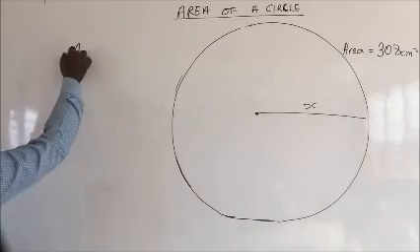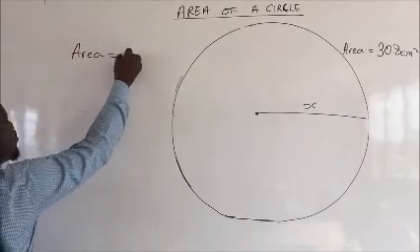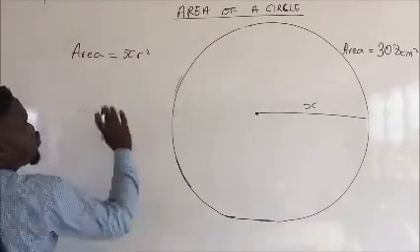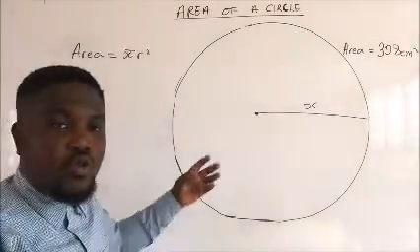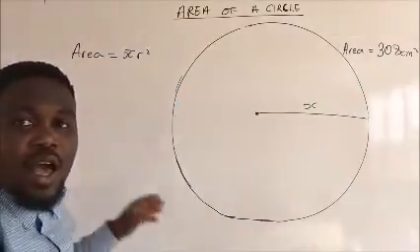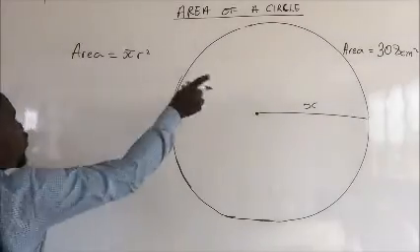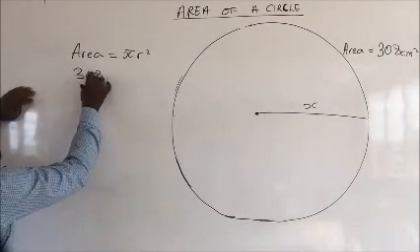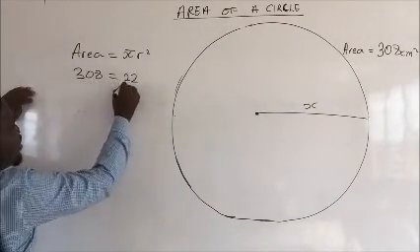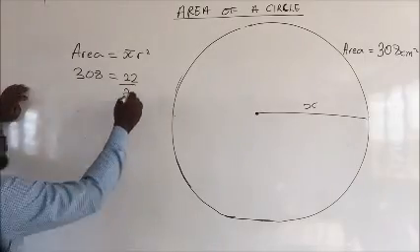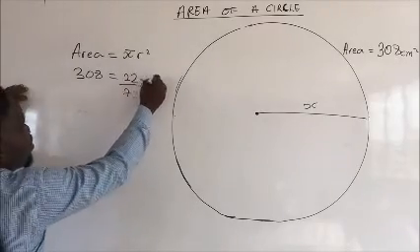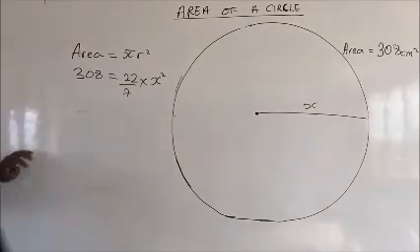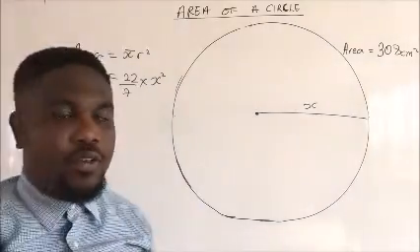As usual, we write our area. Area is equal to pi r squared. Then what we do is we substitute all the values we have into our formula. What was the area? 308. And what is our pi? As usual, 22 over 7 times what is our r? Our r was x. So we have x squared.